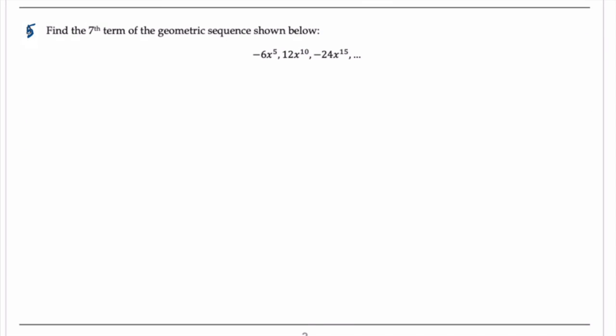Let's look at our last problem here. Find the 7th term of the geometric sequence shown below. So first thing I'm going to identify is the common ratio. Looking at the sequence, the common ratio is negative 2x to the fifth. Our first term is negative 6x to the fifth. So we want to find the 7th term. We're going to use the nth term formula, plug in what we know, and find the 7th term.